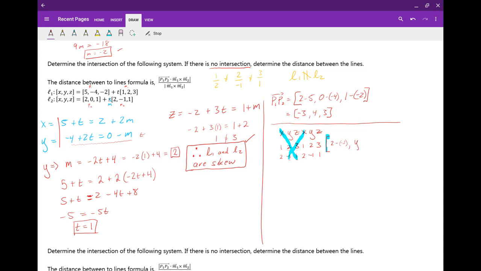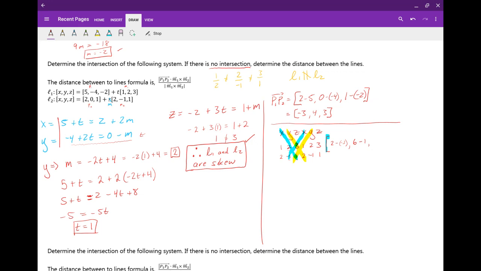My Y component, whoops, I don't know why I'm writing Y there. My Y component is going to use these guys here. So it's 3 times 2, or 6, minus 1 times 1, or 1.